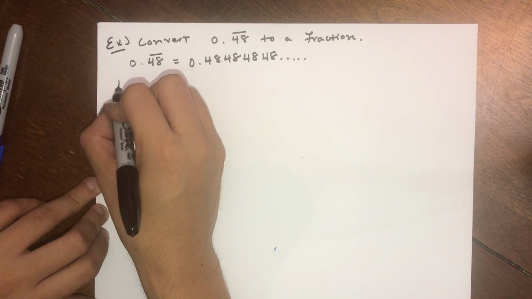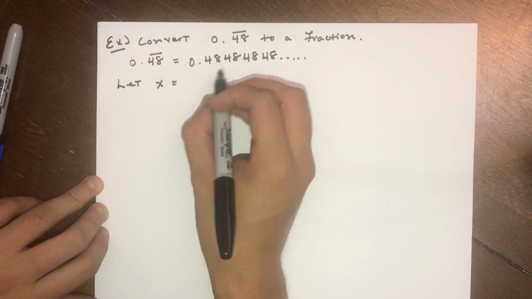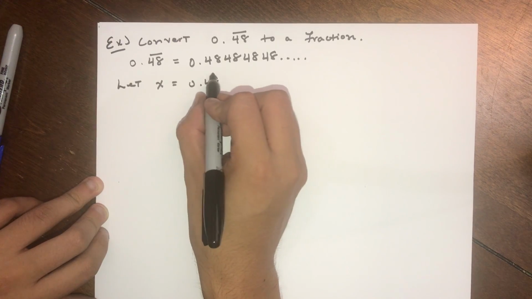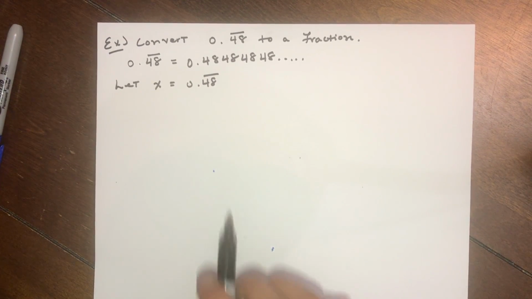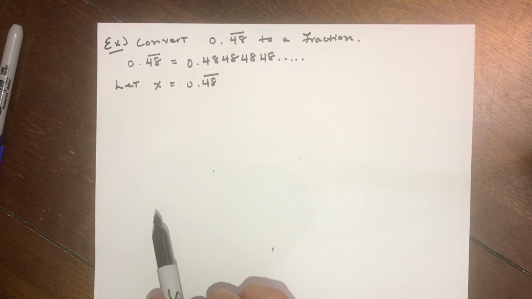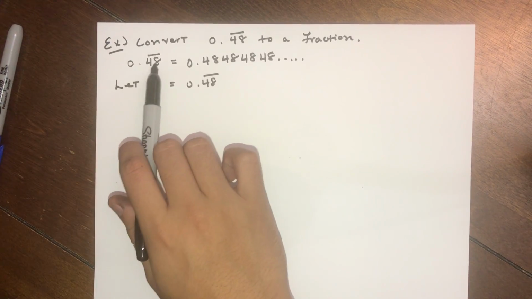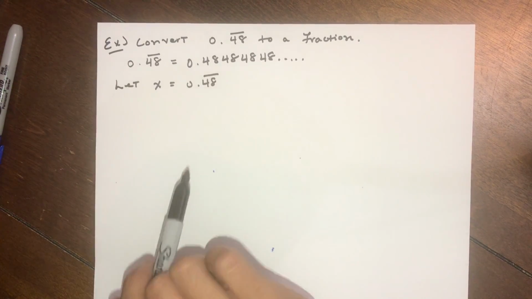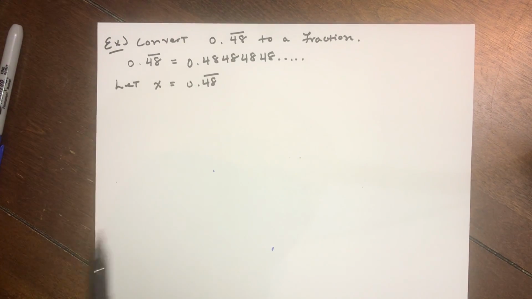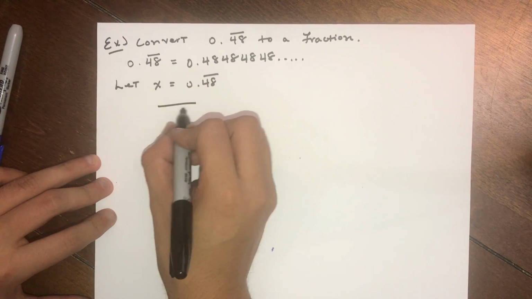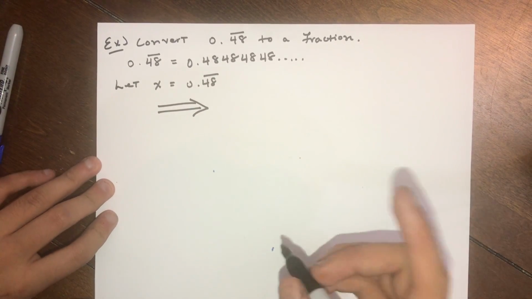The first step's always the same: we let x equal the decimal, 0.48 repeating. Now the next step is to see how many digits are repeating, and we need to be careful. Since the bar is over the 4 and the 8, it's 2 digits repeating: 4, 8, 4, 8. So we need to multiply both sides of this equation by 100 because it's 2 digits.